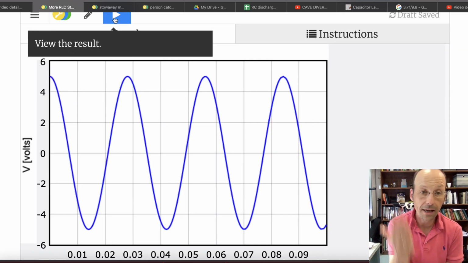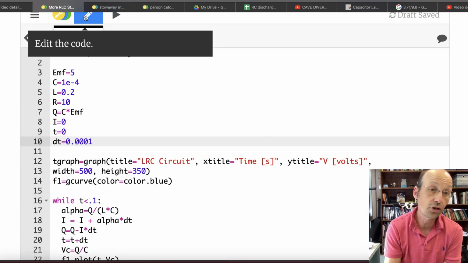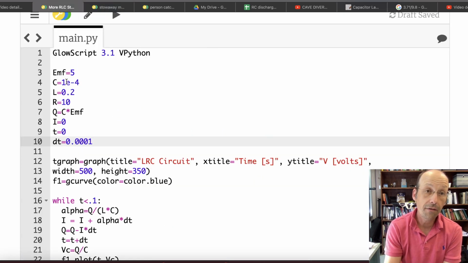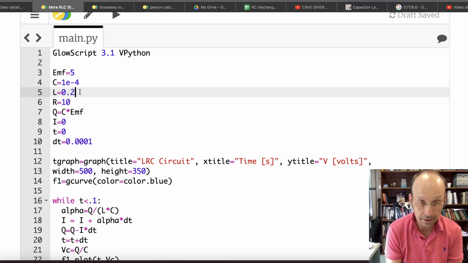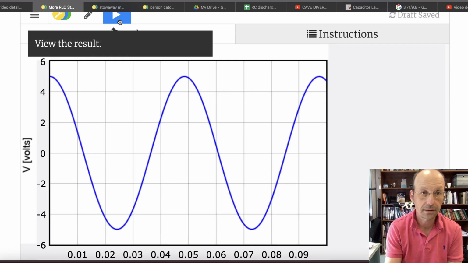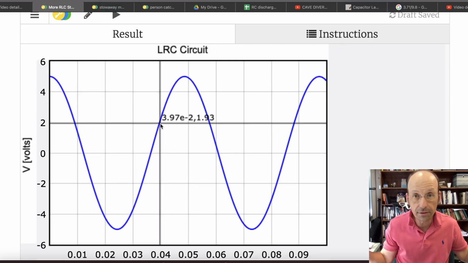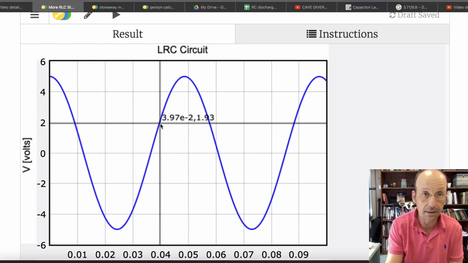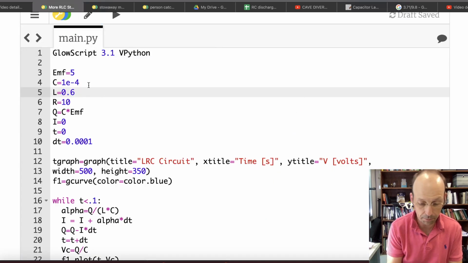So there you go. That's my RLC circuit. It's an oscillator. It just oscillates back and forth. Just so you know, what if I change something? If I make the inductance larger, let's say 6.6, it decreases the frequency, so it takes longer to oscillate. Let's go back and change that to 0.2.